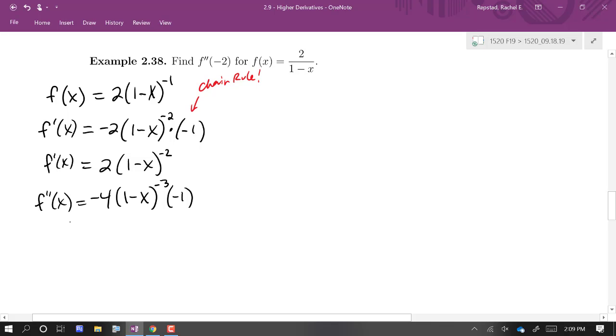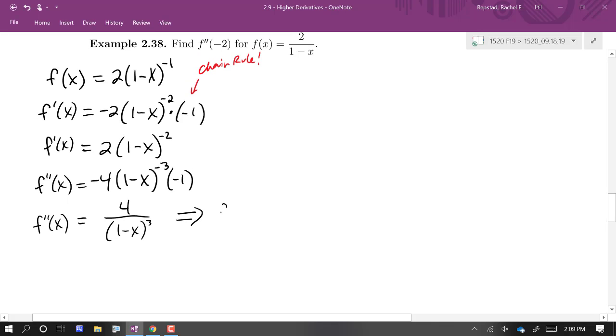Now, we want to evaluate this at -2, so I'm going to simplify it, and I think I'll just put it back in fraction form. I think it'll be more convenient. So if I put this back in fraction form, we get a +4 over 1 minus x cubed. And that means that we can evaluate now when x is -2.